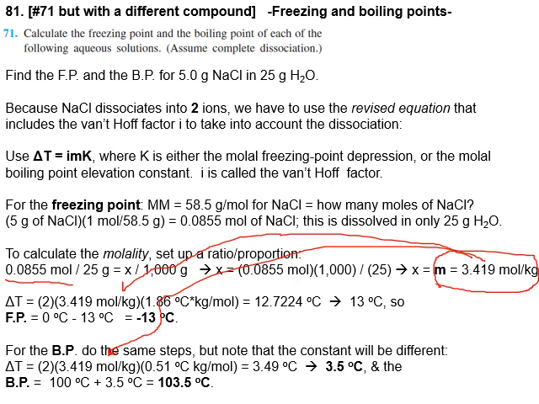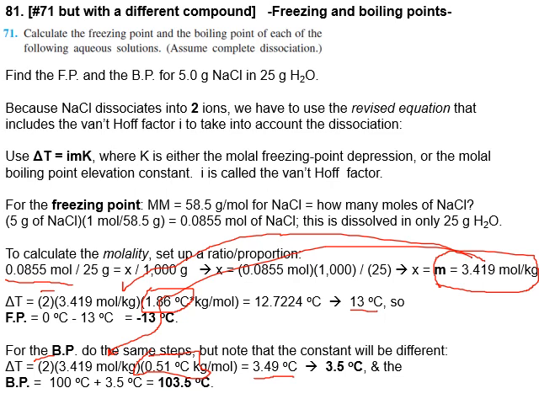The 2's in both of these are the i numbers, the number of particles that NaCl breaks up into. For the freezing point, you use 1.86 degrees centigrade kilogram per mole, and for the boiling point, you use 0.51 degrees centigrade kilogram per mole. Then just multiply these out. For the freezing point, you get delta T is 13, and for the boiling point, you get that delta T is 3.49 degrees centigrade.